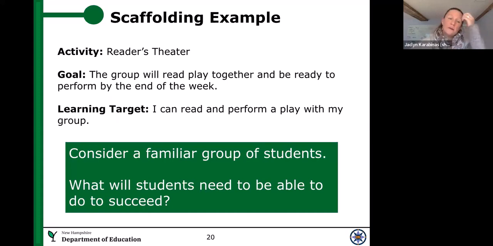So I'm coming back to the Reader's Theater example. I'm just imagining if I was doing this at an after school session, there were kids who wanted to sign up for this. And so I know who's signed up for it. I know who's coming. And so my initial goal is what we want to be able to do by the end of the week. I might say, okay, I can read and perform a play with my group. That's what I want everyone to be able to say.